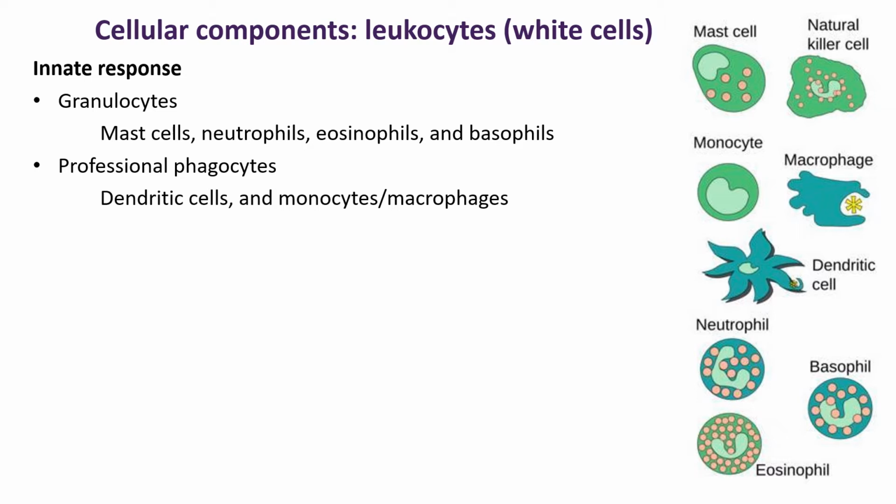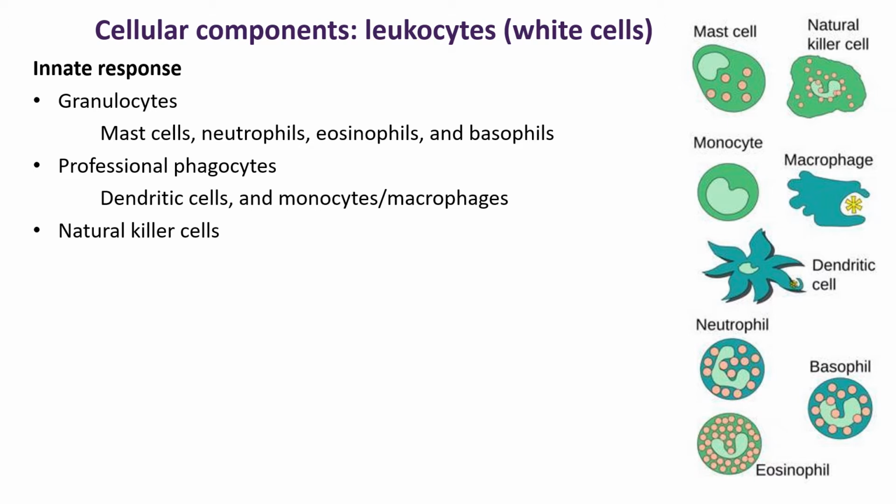We also have professional phagocytes. They're called professional phagocytes because that's their primary role. And in these we can include dendritic cells and also the monocytes that become macrophages when they get into the tissues. Actually, some of the monocytes can become dendritic cells as well once they get into the tissues.